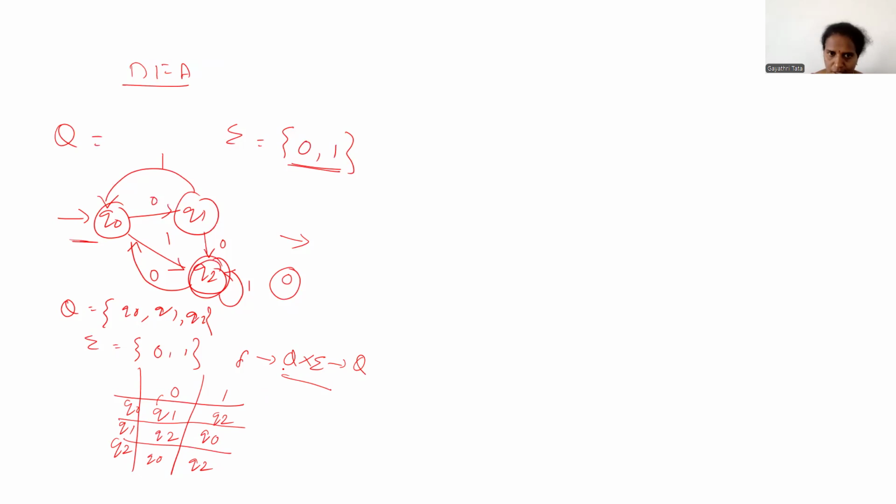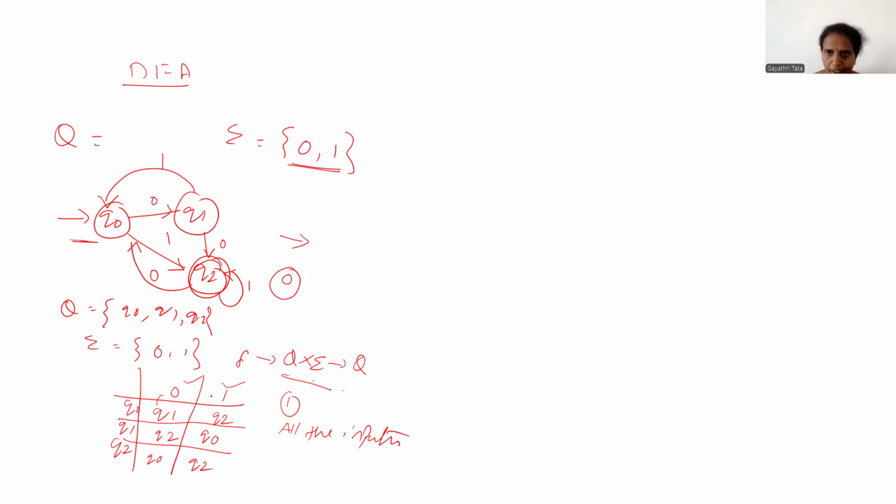The main definition: a state and an input alphabet symbol, then it can move to only one state, no more than one state. That is the one difference. And the second difference is that all the states have to consume all the inputs. That means each and every state has to read all the inputs.